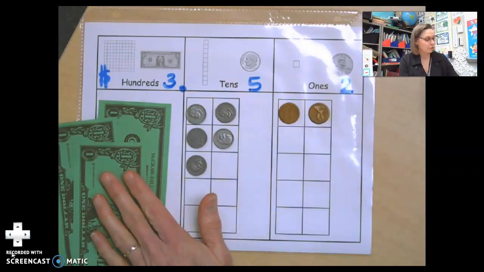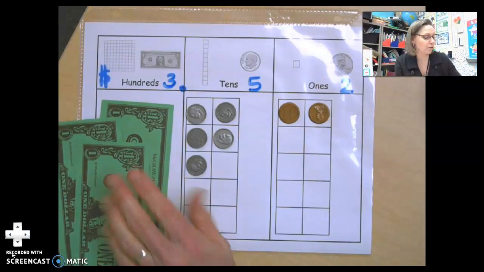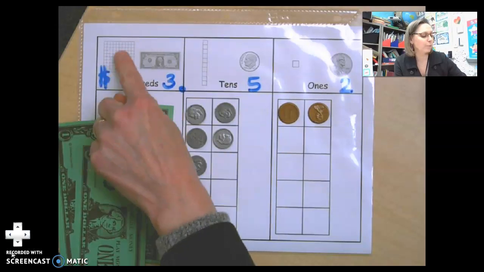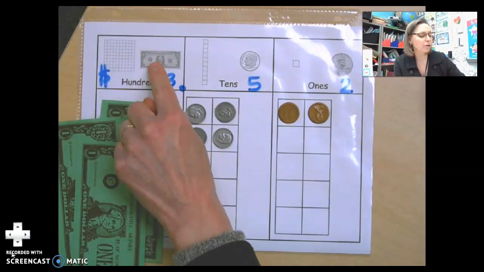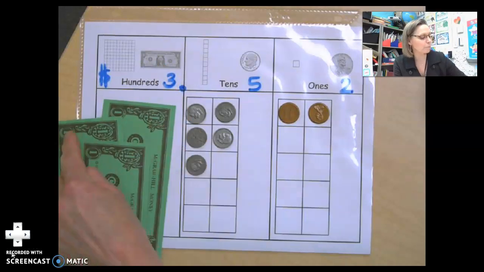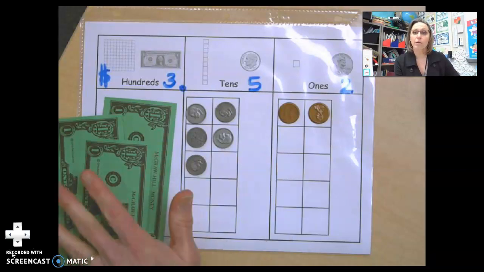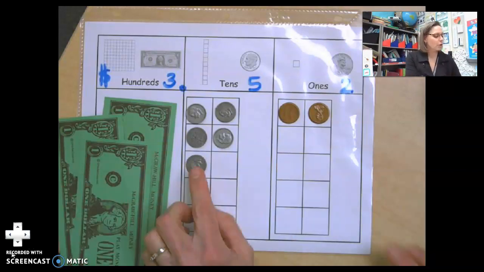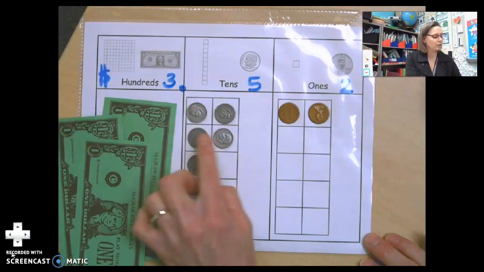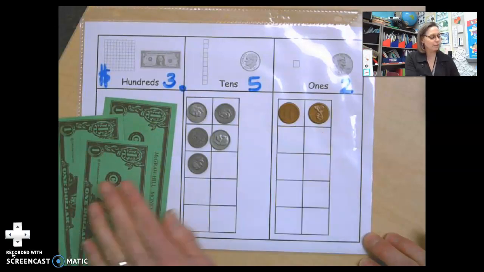All right, let's count it up. Remember, this is $3, which is the same as saying 300 pennies, because these are hundreds. Just like the flat had 100 cubes in it, the dollar bill has 100 pennies. So this would be 100 pennies, 100 pennies, 100 pennies. But in money, we can call them dollars. So we've got 5 dimes, so 10, 20, 30, 40, 50. So $3.50. And then we got 2 extra, $3.52.